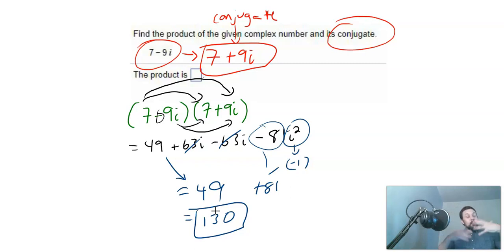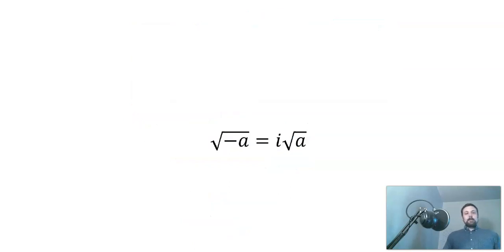It still satisfies the closure property because, remember, a real number by itself is part of the set of complex numbers. So it still belongs in that set. All right, moving on to the next topic.